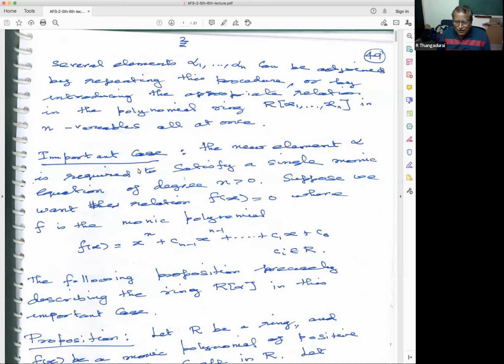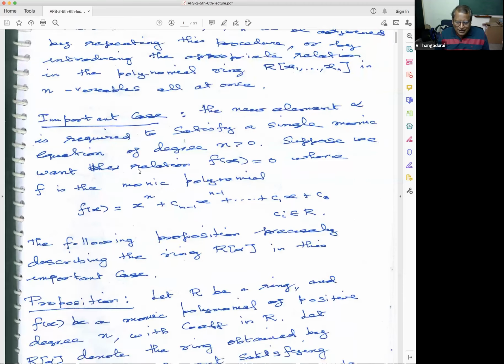Alpha 1, alpha 2, ..., alpha n can be adjoined by repeating the same procedure, or by introducing the appropriate relations in the polynomial ring R[x1, x2, ..., xn] in n variables all at once. This all at once means you do it together or one by one, both rings are going to be isomorphic. That we have seen already.